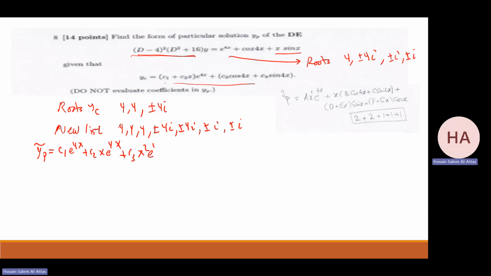I have here what? Bx cosine 4x, Cx sine 4x. Okay, I have this, this, and that is sine and cosine times x, plus D cosine x plus E sine x plus Fx cosine x plus Gx sine x. Which is clear, I have this solution.